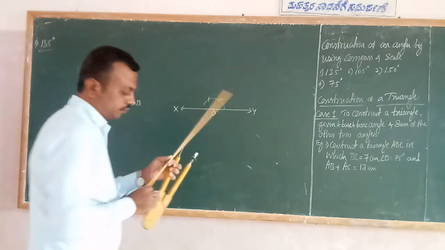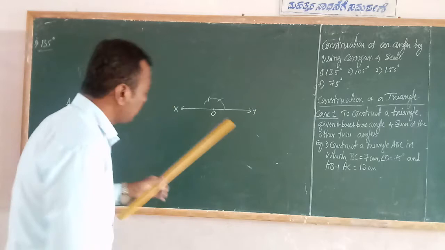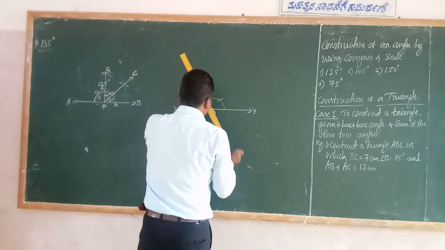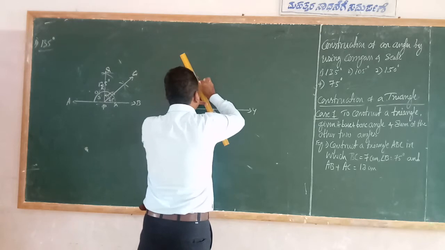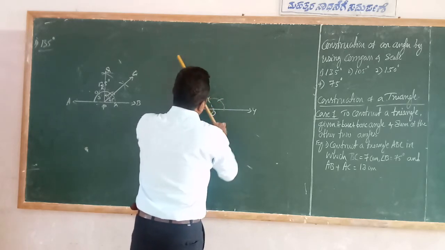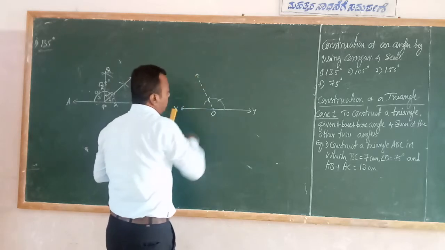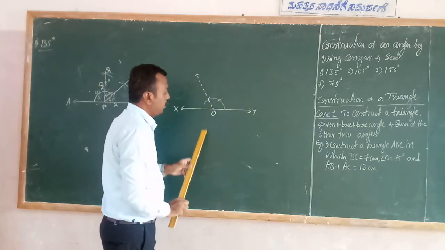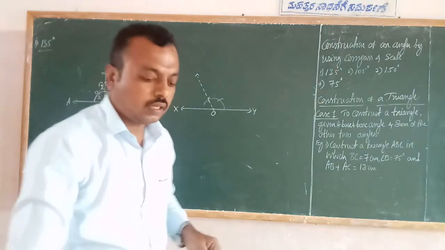See, I am joining the 120 degree. You have to join it in a dotted line. You don't join in a line form. You have to join in a dotted line. See, this is 120 degree. So now we have to construct 90 degree.